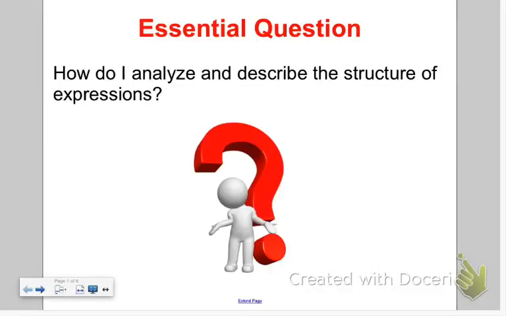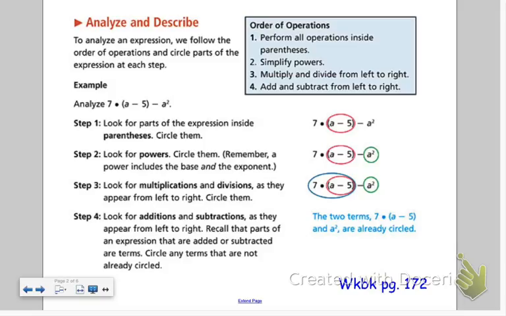In this lesson, we're going to answer the question, how do I analyze and describe the structure of expressions? So here's what we're going to be doing. We're going to take a look at a variety of expressions, mostly algebraic expressions, and we are going to analyze them by following the order of operations. We're not doing any solving. We are just going to look for each different part of the expression and we're going to circle it. And we're going to circle them in the order of operations.